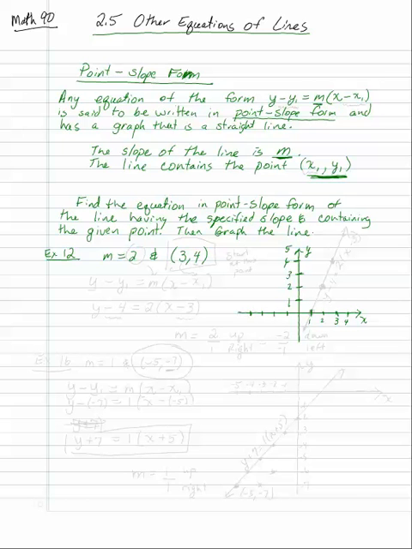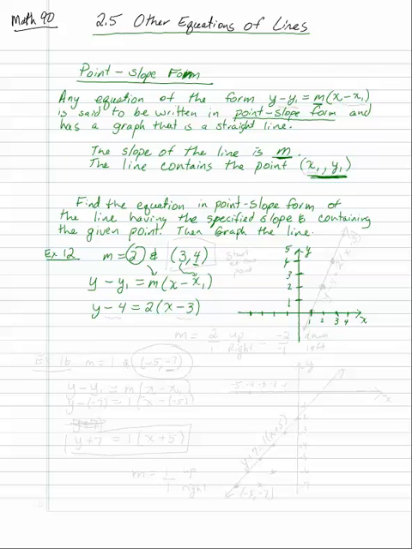Okay, so we have the point-slope form. It's y minus y1 equals m times x minus x sub 1. And remember, this is our m. This is x sub 1. And the 4 is y sub 1. So we're going to get y minus y sub 1, which is the 4. m is 2. x minus x sub 1 is 3.